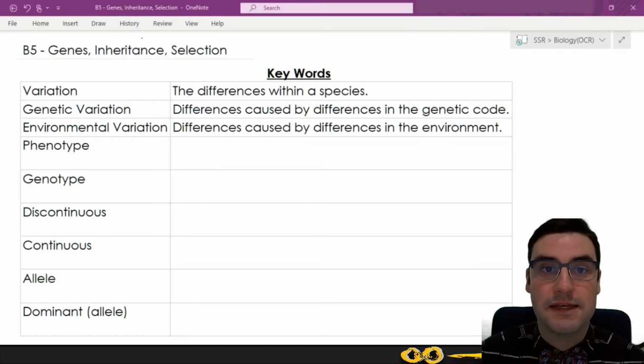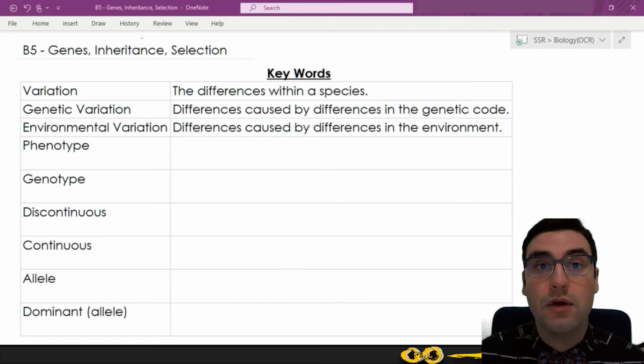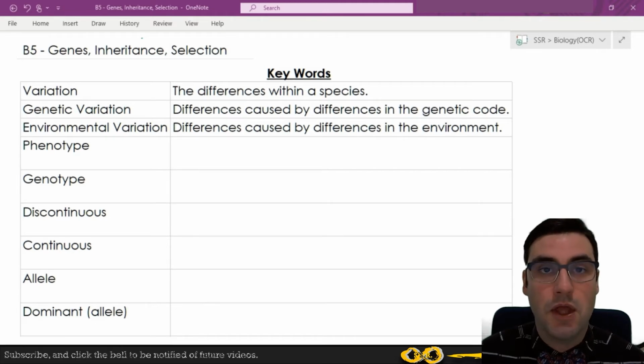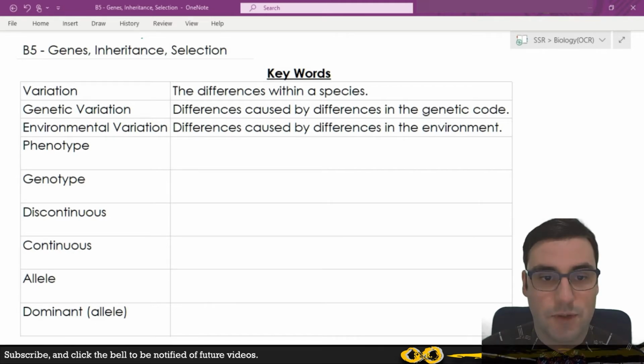We begin once again with a great selection of keywords to start us off. Variation is the difference between the different individuals of a species, and this can be genetic variation, so what's coded for in your genes and what you inherit, or environmental variation, which is based on where you live. Some things are a combination of both, such as your height. If you don't have the right nutrients, then even if you have genes to be tall, you won't be able to reach your full potential.